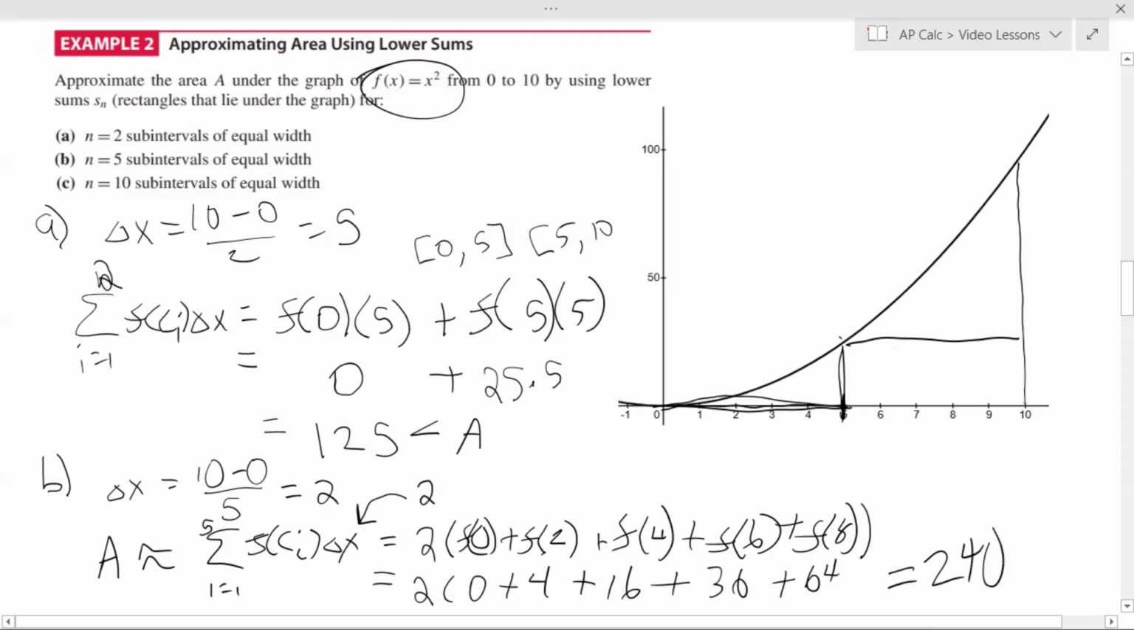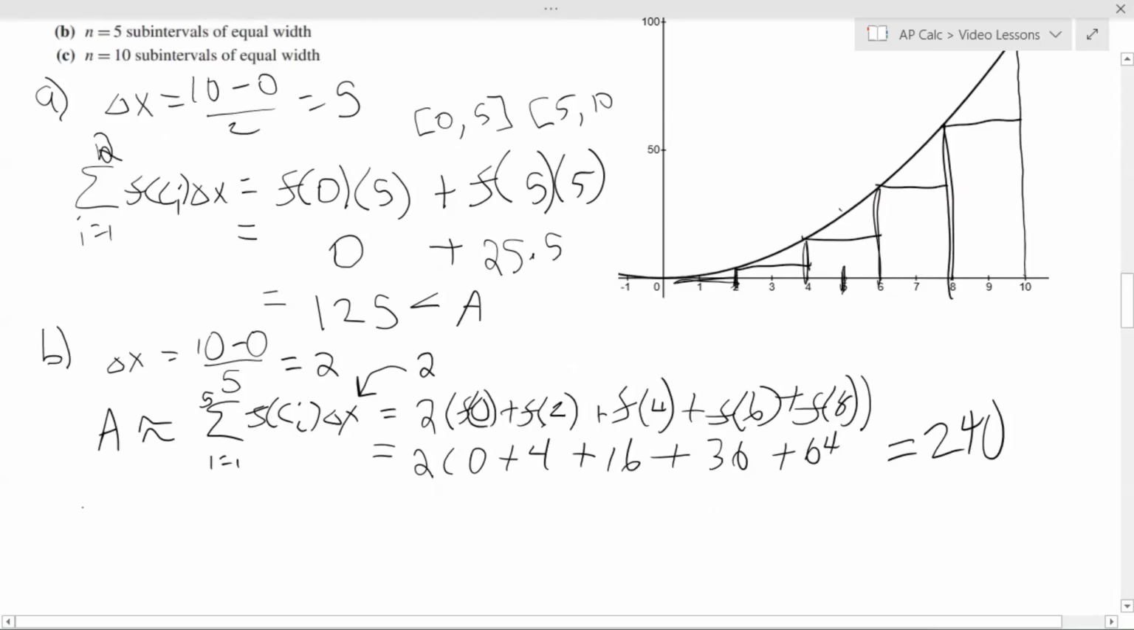Now, if I go every 2 units on here, so 2, 4, 6, 8, and I make the rectangles using those left endpoints, you can see that it's still an under approximation, but I've covered more of the area under the graph.